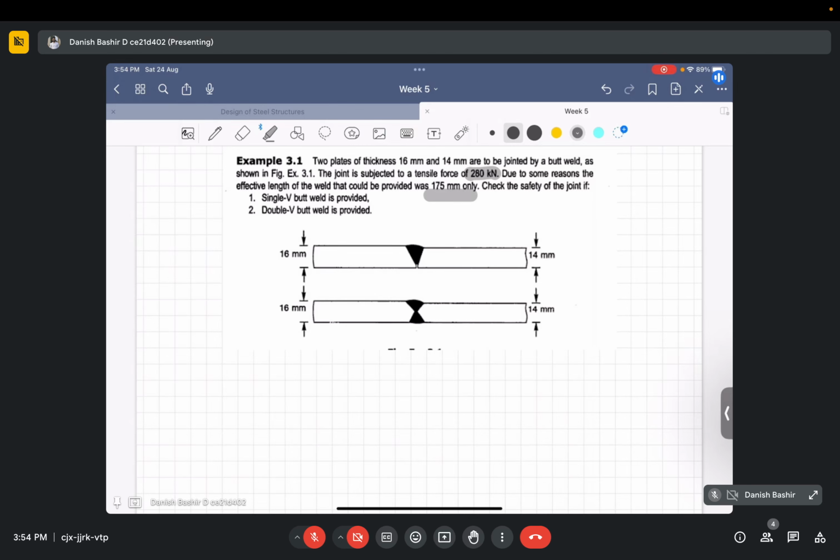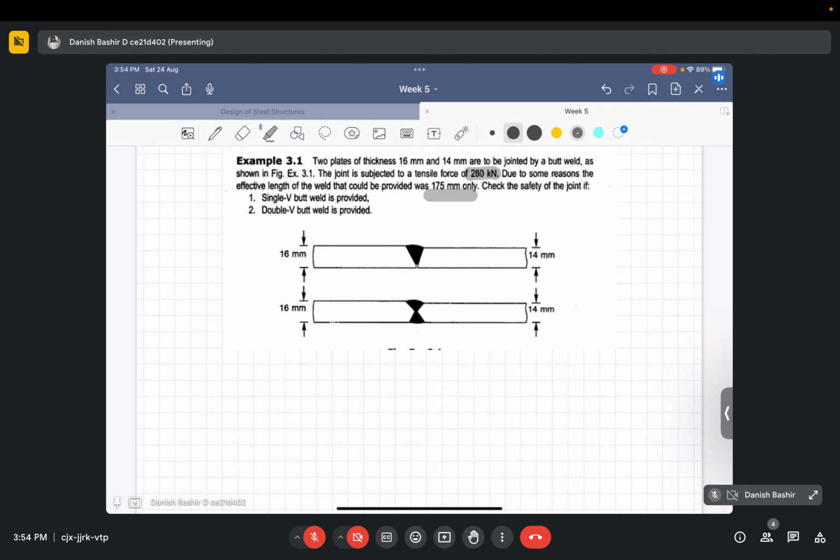To check this, we have to calculate the strength of this butt weld and check if that strength is greater than the load to be transferred, then the joint is safe, or if it is less, then it is inadequate. Okay, let's begin.